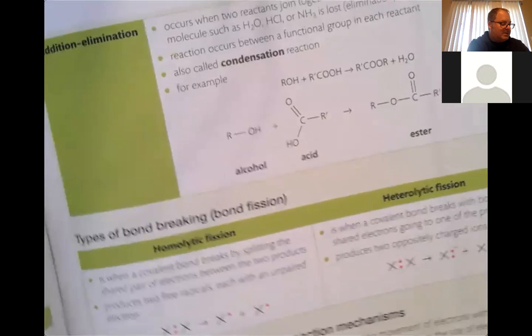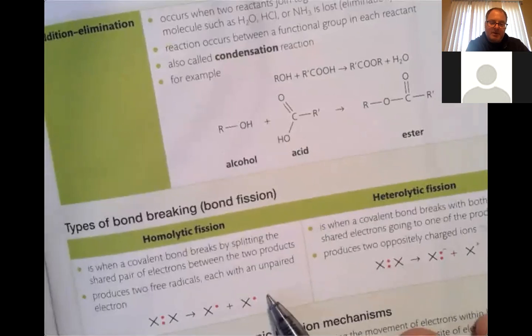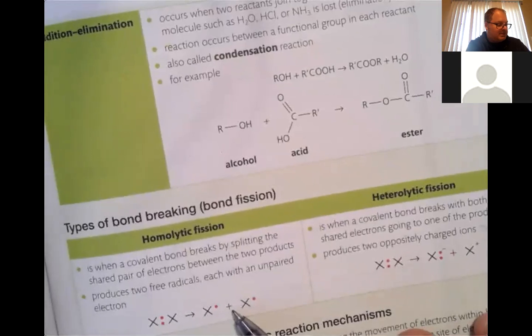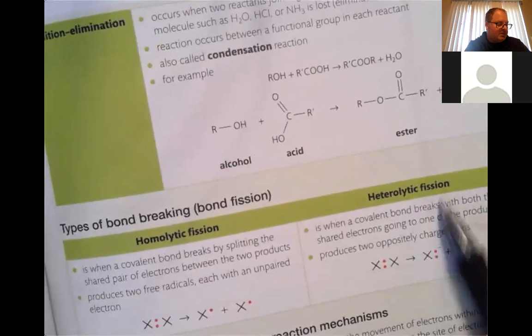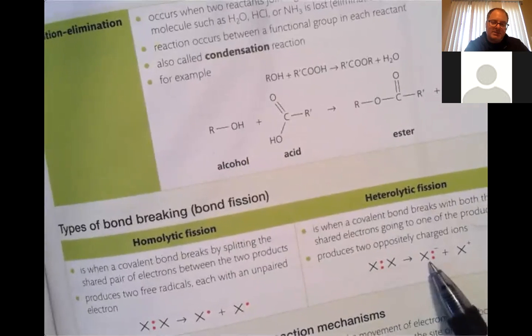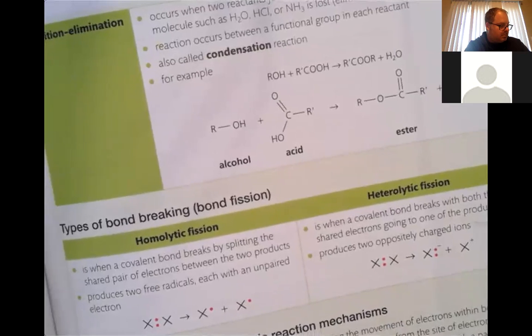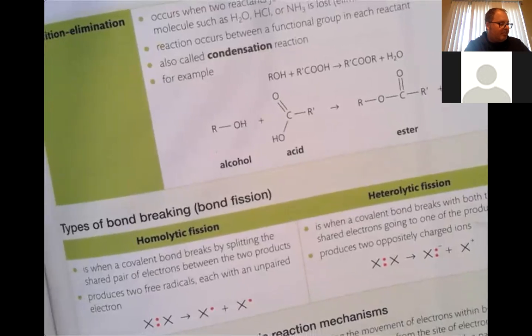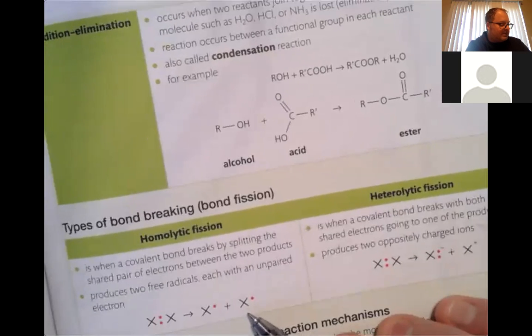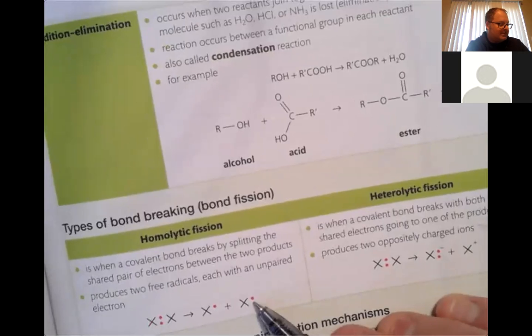So homolytic fission makes two things that are the same, in this case, radicals of X. And heterolytic fission makes one that is positive and one that is negative because it ends up taking all the electrons. What's a radical? Basically, it's something that is free. It has, as you can see, one electron. It's unpaired.